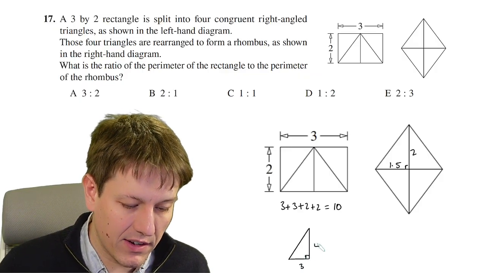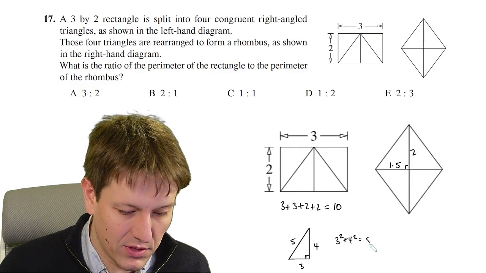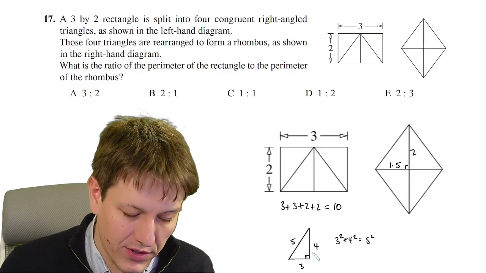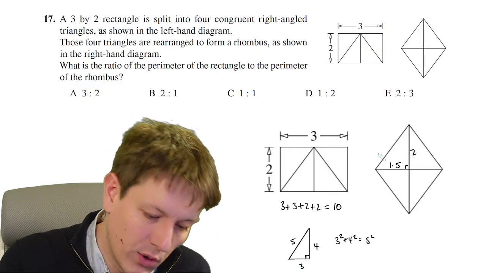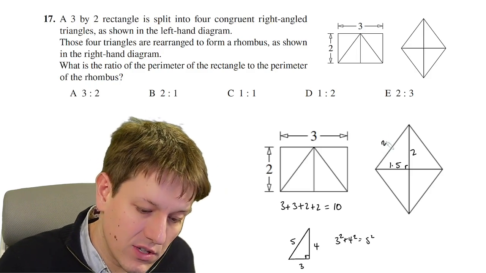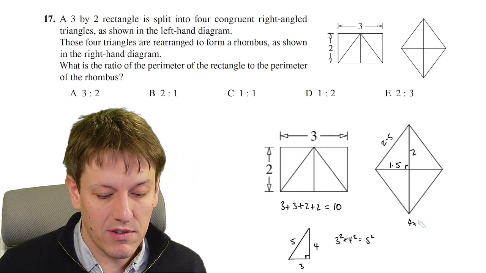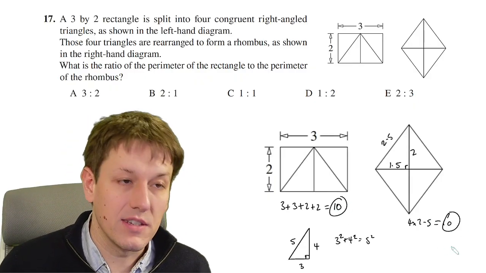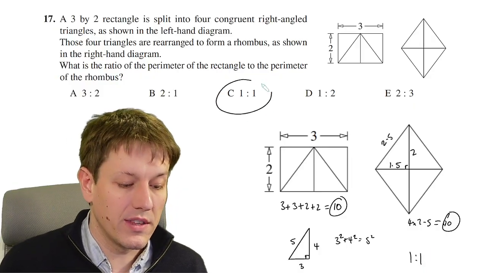We've got that famous Pythagorean triple that we use all the time, that's 3 squared plus 4 squared equals 5 squared, and you can always scale that up by any scale factor you want. So here it's exactly half of that. 1.5 is half of 3, 2 is half of 4, so the hypotenuse here is going to be half of 5, which gives us 2.5. So actually the perimeter of the rhombus here is 4 times 2.5, which is 10. So actually both perimeters are 10, they are equal, and so the ratio is 1 to 1, and the answer is C.